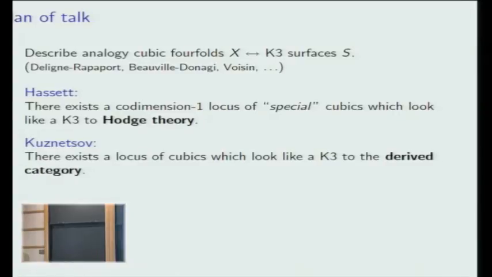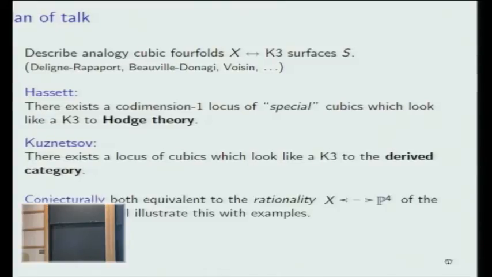And then Kuznetsov has this notion of which cubic fourfolds have the property that part of their derived category looks like the derived category of K3, and he has this notion of when the derived category is exactly that of a K3. And more or less, the idea of the talk is to prove that these two conditions are the same. So it's to describe which cubic fourfolds satisfy Kuznetsov's condition. That's more or less what we're going to do.